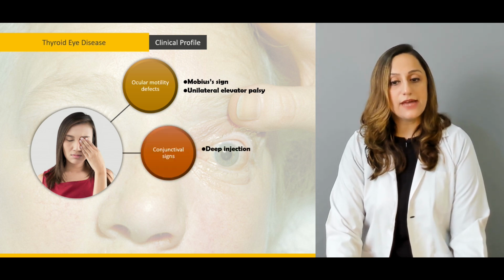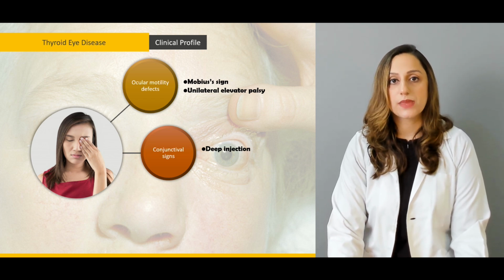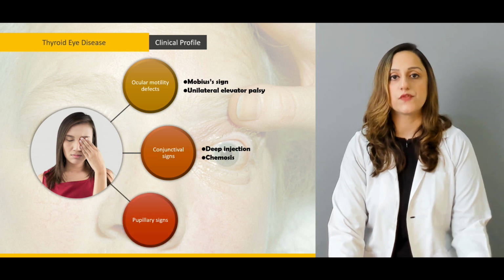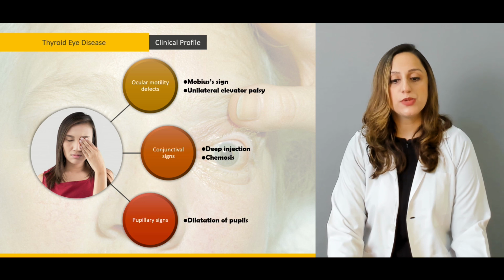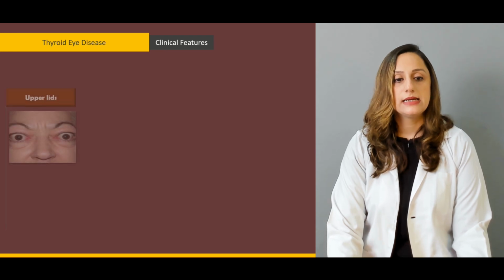The conjunctival signs would include a deep injection, a deep chemosis, noted down in these patients, and then there would be the signs of irritation noted down. The pupillary signs would include the dilatation of the pupils noted down in these patients. Clinical features of the upper lid would include the retraction, which is known as the Dalrymple's sign.